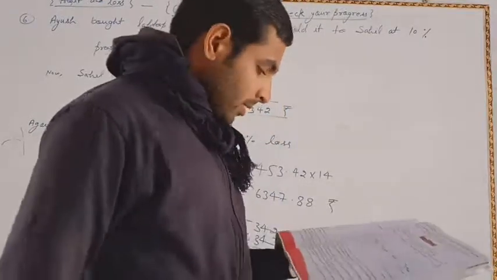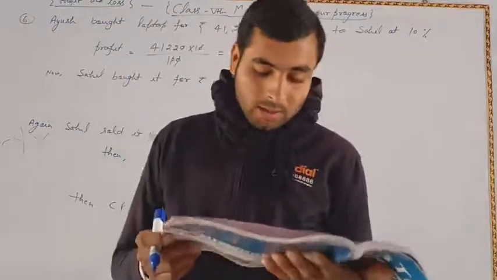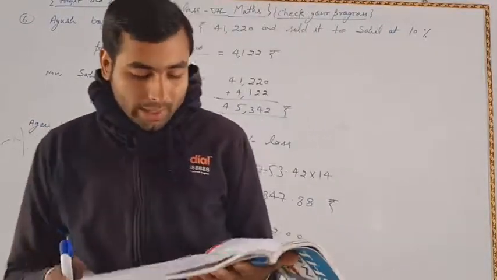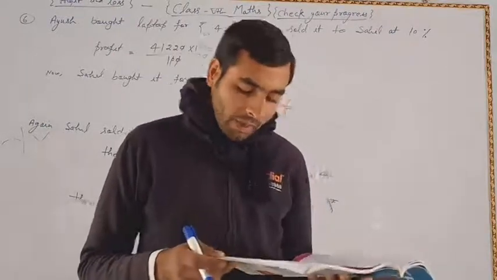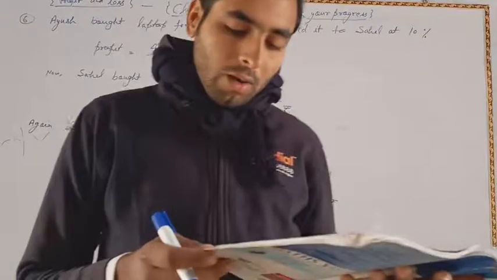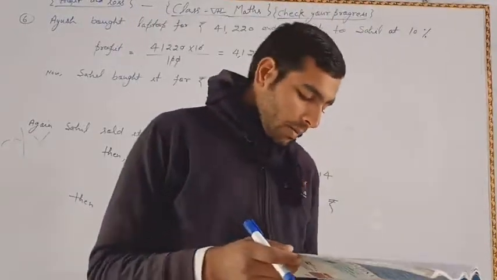Problem number 6. Here you are given a problem. Ayush bought a laptop for rupees 41,220 and sold it to Sahil at 10% profit. Sahil sold it to Rahul at 14% loss. Find the cost price of the laptop for Rahul.